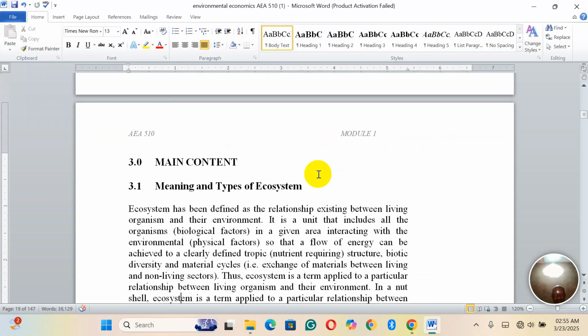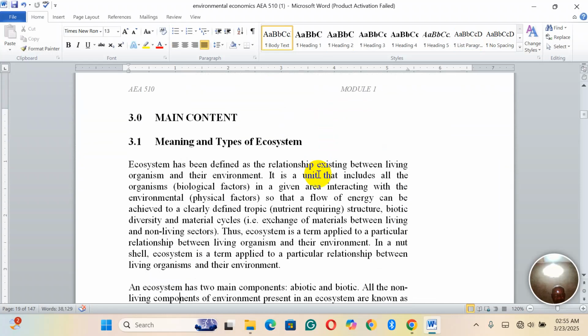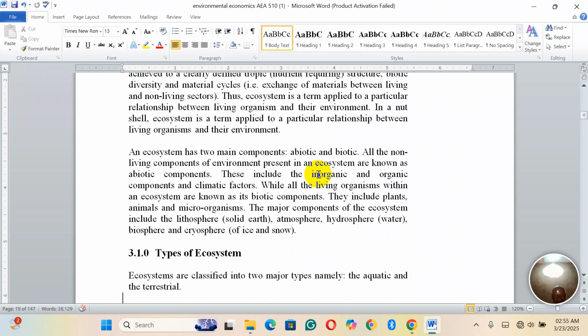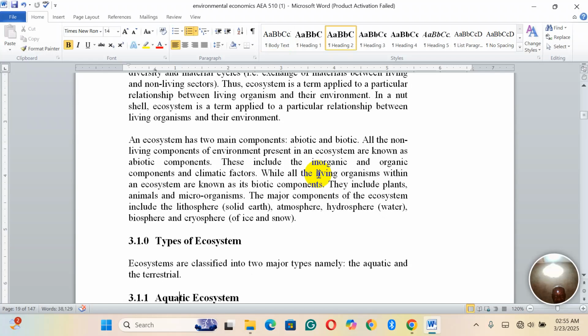And so we're looking at the meaning and types of ecosystem. The ecosystem has been defined as the relationship that exists between organisms and the environment, and it includes all the organisms and also the biological factors interacting. The ecosystem is a term applied to a particular relation between living organisms and their environment. So an ecosystem also has two main components, the abiotic and biotic. I think we've talked about this before.